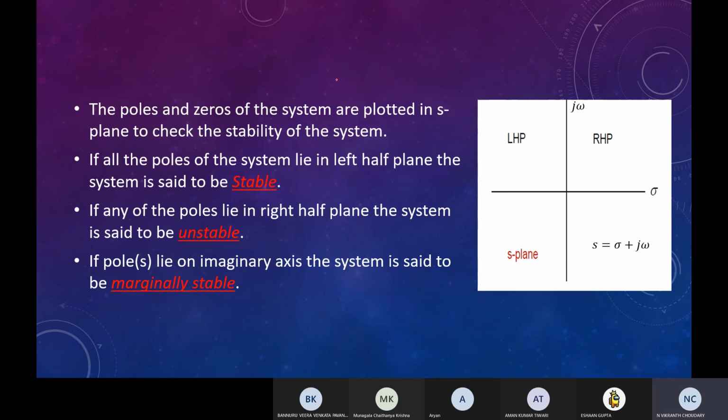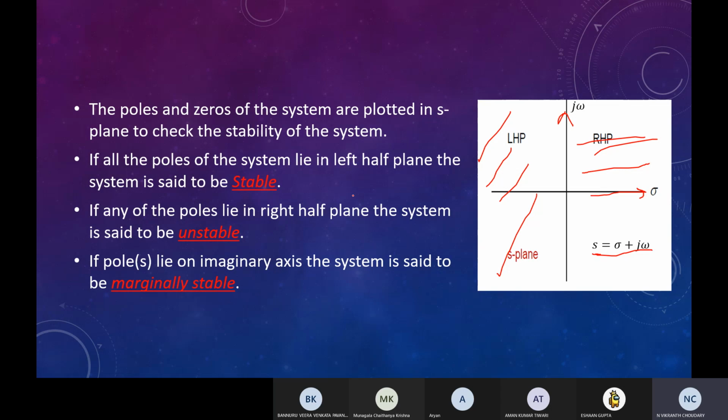Now, coming back to stability. We can plot the poles and zeros in the s plane of the system. Remember, s is sigma plus j omega, a complex number. This is the 2D representation: the x-axis is the sigma axis, and the y-axis is the j omega axis. This whole side we call the left hand plane, and this whole side we call the right hand plane.